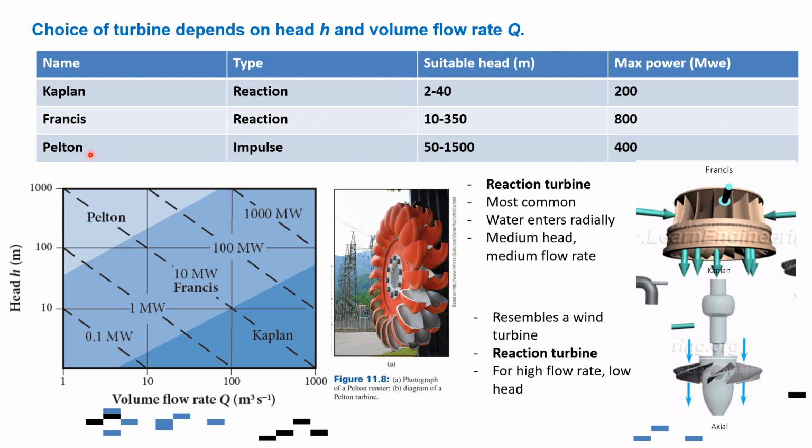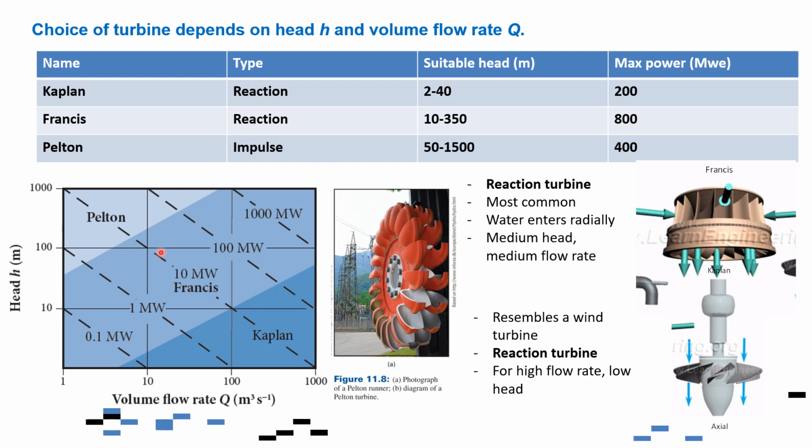For impulse, this is an impulse type turbine, which is a Pelton type. As you can see, it has bucket-type blades that can capture the impinging jet, or high pressure jet, of water. So this is the type here.